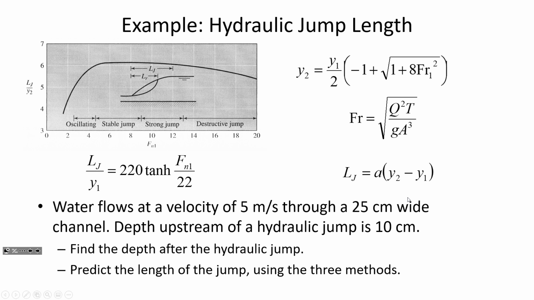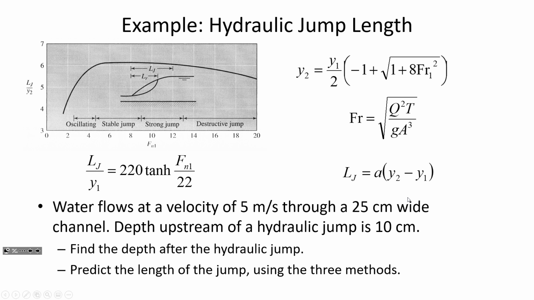What I had written in my notes previously is I think that the L_j to Y2 is going to be 6.1 when we get to that point. We need to know, oh, that's to the Y2. So we don't yet know the downstream depth after the hydraulic jump. So the downstream depth after the hydraulic jump, Y2, is Y1 divided by 2.